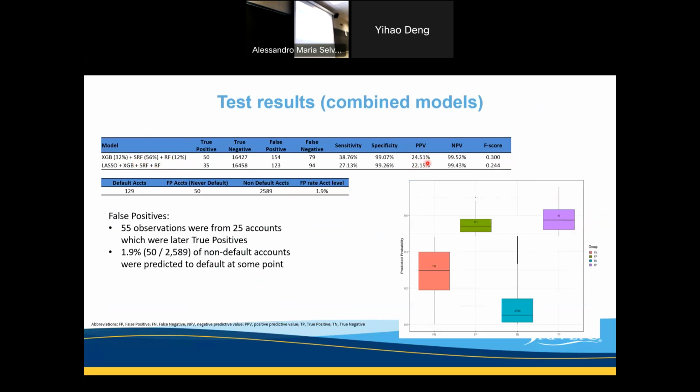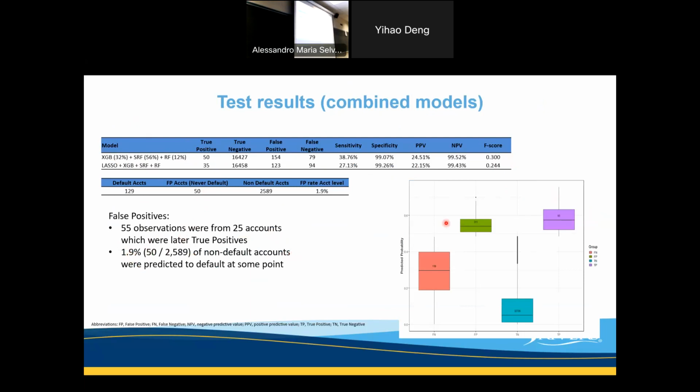With all these predictions, there are multiple observations, and one account can have 5, 6 or more observations. So one thing I wanted to look at was how well it does on the account level. In this split test set, there were 129 default accounts and 2,589 non-default accounts. When we look at false positives, 55 of the observations were for 25 accounts, which were later true positives. These are ones we predicted a little too early. They would later go on to default, but the timing was off in our model. And then there were 50 accounts that we predicted to default that never defaulted, which gives us a 2% error rate of the non-default accounts. That's very important to us, because the vast majority of the accounts are going to be non-default, and so we want to keep that error rate as small as possible.